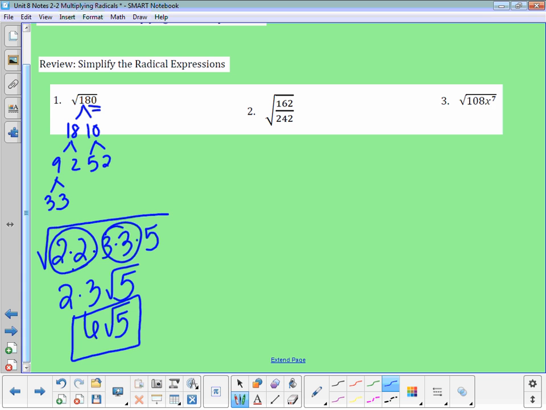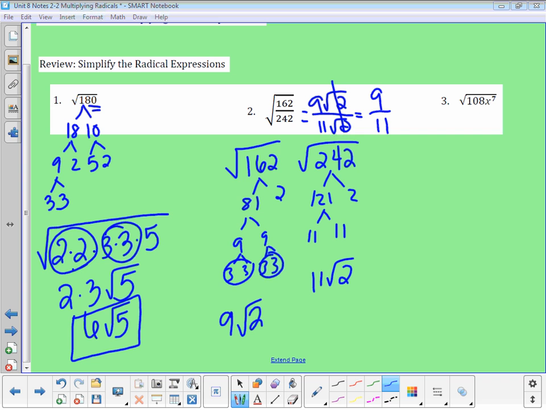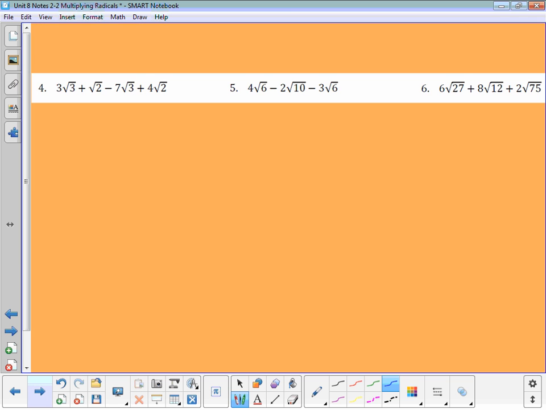Taking a look at number 2, if you remember with number 2, first thing we're going to do is simplify both of those radicals. Okay, so what I want you to do is go ahead, pause the video, and simplify those radicals, and then you'll be able to check your answer here in a second. Okay, so if you had done it correctly, you should have ended up with the answer 9/11 as your fraction. So if you didn't, check and see what went wrong. And then once you're done with that, I'm going to have you guys do number 3 entirely on your own.